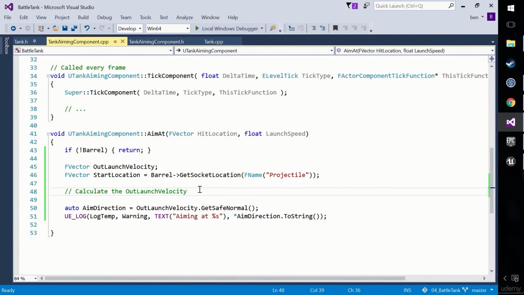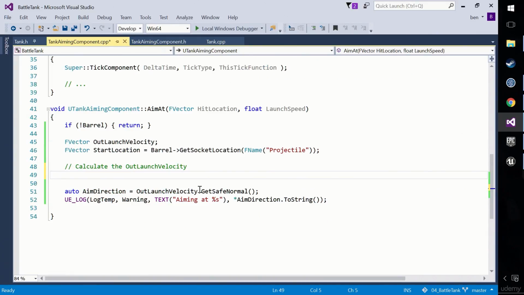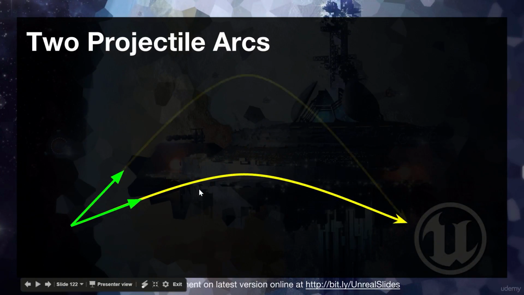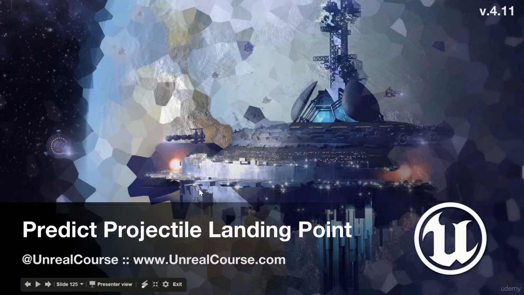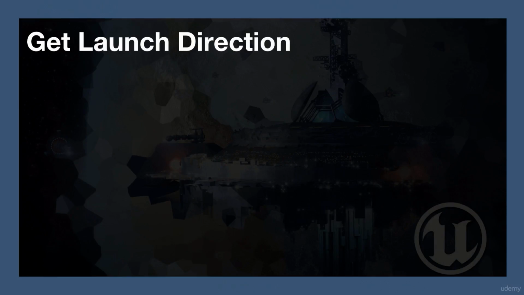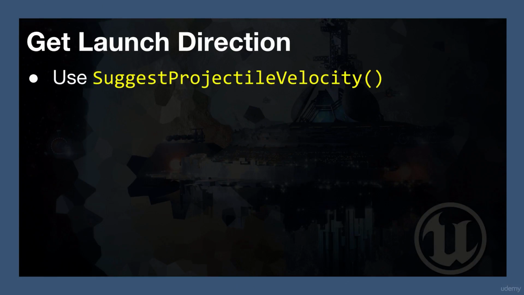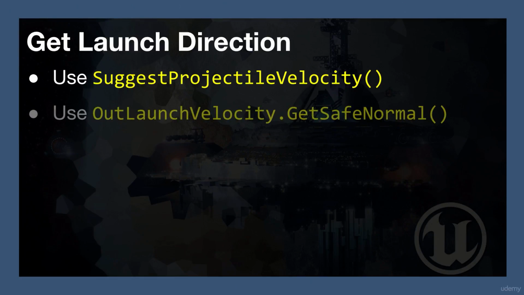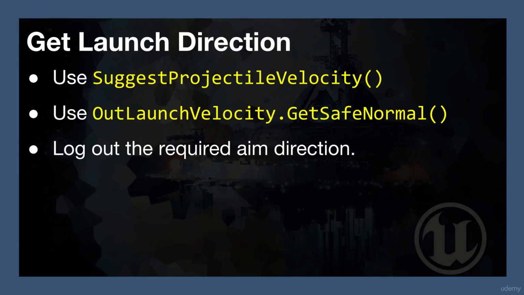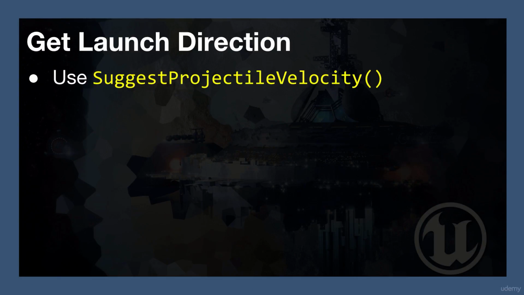What I want you to do is make the method call. Sounds easy enough, but you need to make sure you read the docs properly. So fast forward to it. And here we go. Use SuggestProjectileVelocity. That's the method to use. We've talked about that. Use out launch velocity.GetSafeNormal. I've done that bit for you. And then log out the required aim direction. I've even set up the logging. So all I need you to do is write the method call for SuggestProjectileVelocity properly and see if you can get it working. Go ahead, pause the video, give it 5-10 minutes if you need to, and I'll see you in a moment.